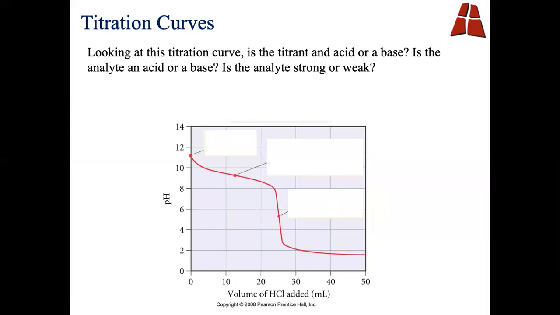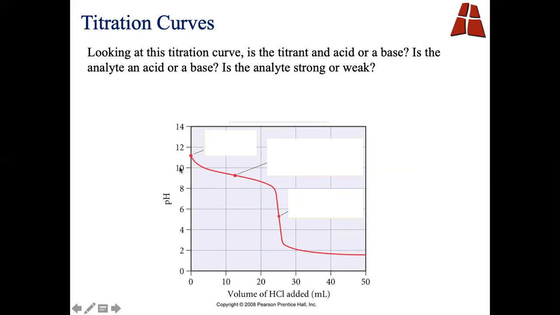Okay. All right. Here is another example. So same questions. Is our titrant an acid or a base? Is our analyte an acid or a base? And is the analyte strong or weak, whatever it is? In this case, before we add any of our titrant, which is HCl, that means our titrant is a strong acid, and thus our analyte must be a base of some sort. It could be a weak or a strong base.